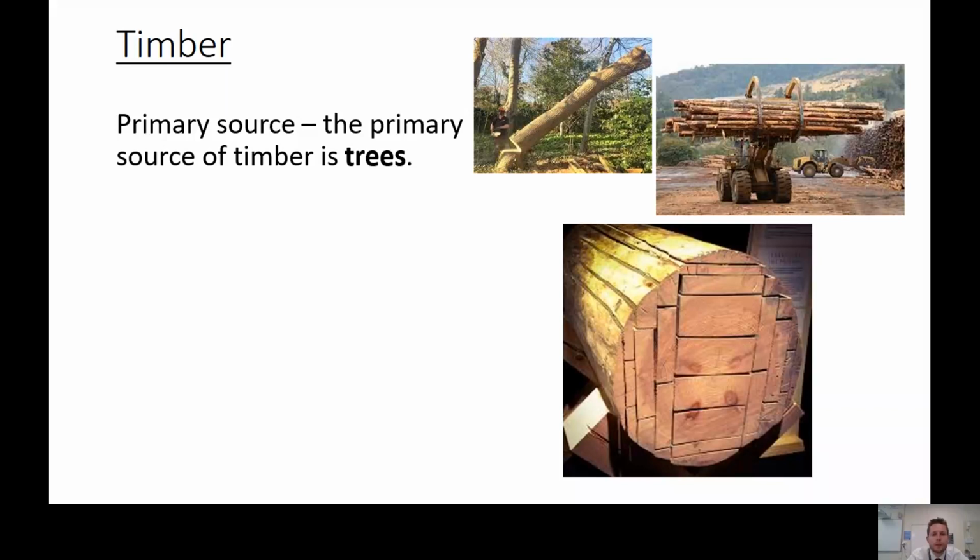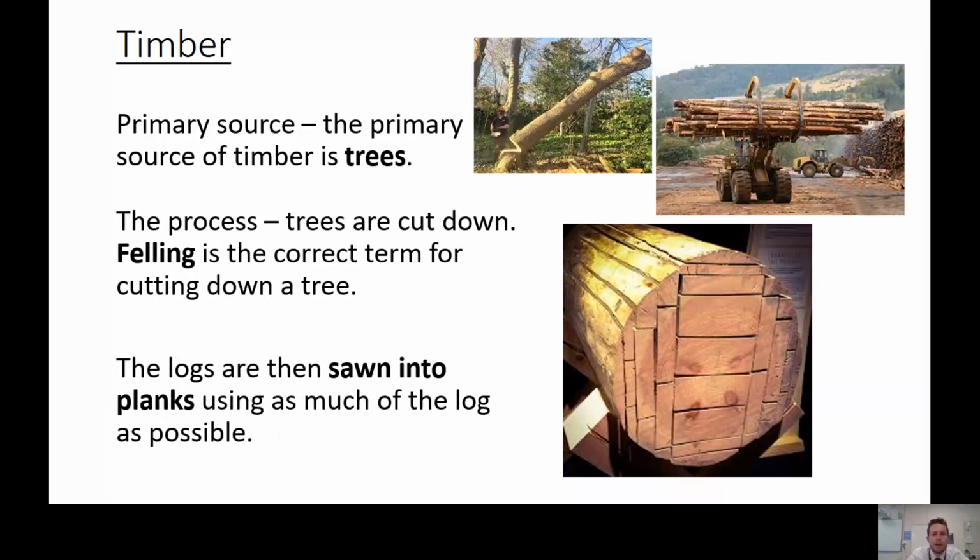Okay, and we use these trees and we cut them down to create timber, which is then turned into timber products. And we're going to have a look at the process. And so how does this work? So the process then of converting trees into timber. Well, quite simply, the trees are cut down.